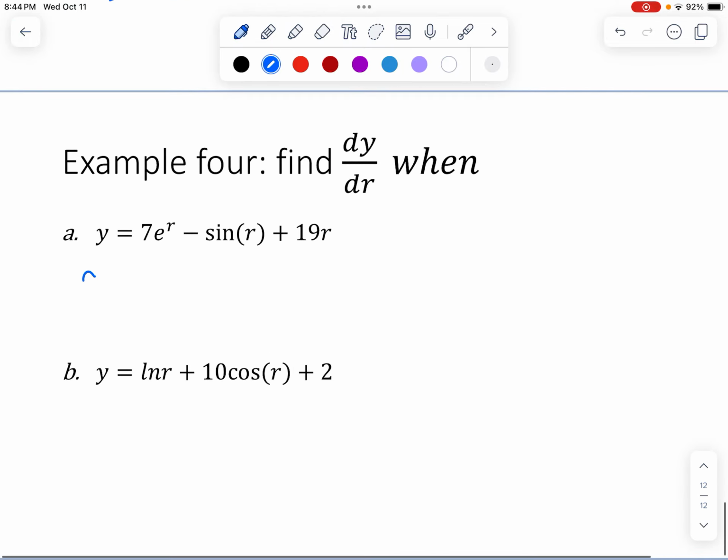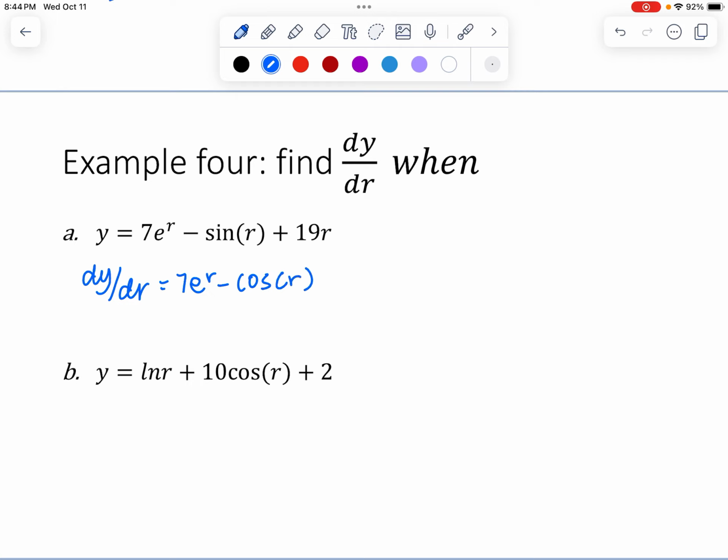This next one, dy dr, is asking for the derivative with respect to r. So 7 times e to the r, well, the derivative of e to the r is just e to the r. The derivative of sine of r is cosine of r. And then the derivative of 19r is 19. So I just want to make sure I got all my answers correct.